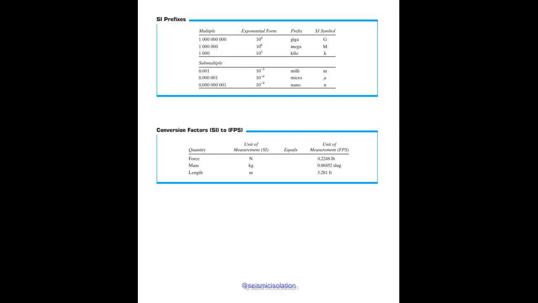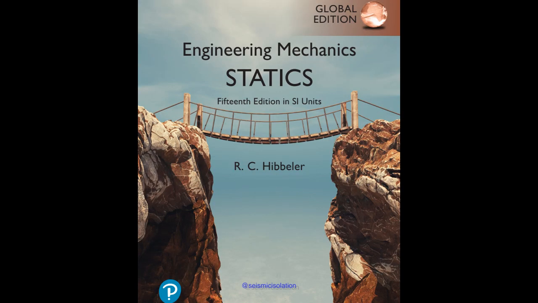There are many editions, and the latest edition is the 15th edition in SI units. What is SI units? Yes, System International units. Today, in the first chapter, I will explain the units, and we will study the System International units in detail.